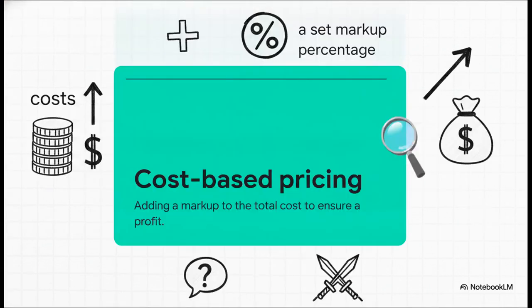First up, we've got cost-based pricing. Honestly, this is the most straightforward, purely mathematical approach. You simply calculate your total costs to produce an item, and then you just slap a set markup percentage right on top to ensure you make a profit. It basically guarantees a margin on every single unit sold.